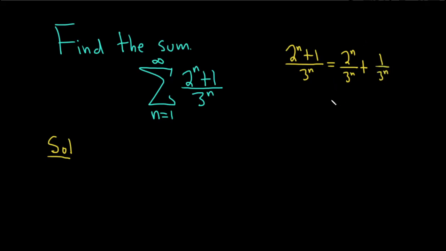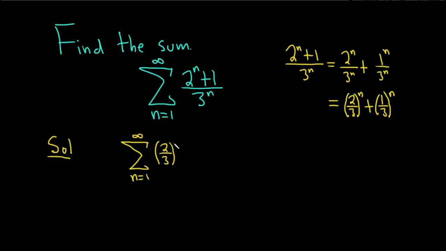Then we can take a step further and use properties of exponents to write this as 2 over 3, and the whole thing is to the nth power. And if we think of 1 as 1 to the n, we can do the same thing here. This is 1 over 3, and the whole thing is to the nth power. So we can write this as a sum of two infinite geometric series. So this is the sum as n runs from 1 to infinity of (2/3) to the n, plus another sum, again running from 1 to infinity, of (1/3) to the n.